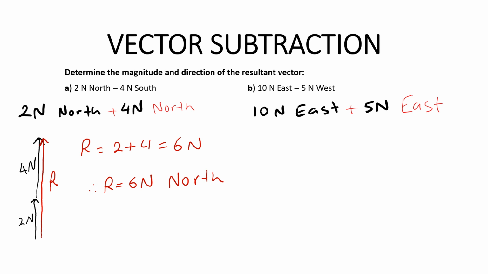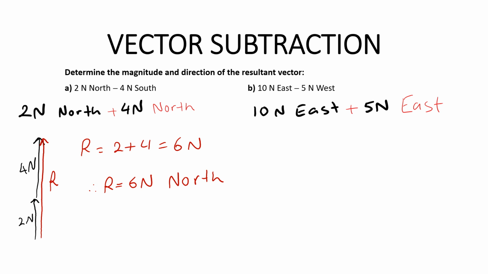Question B, 10 newtons east minus 5 newtons west. So minus 5 newtons west will become plus 5 newtons east. To change this sign from minus to plus, we have to flip the direction. West becomes east. North would become south. South would become north. East would become west.